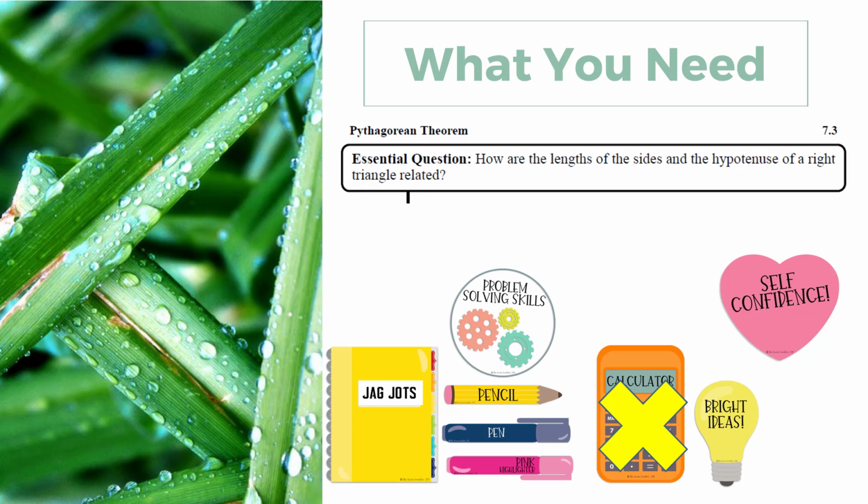Today you'll need your Jaguar dots on section 7.3, a pen or a pencil. A highlighter might be useful. Leave your calculators behind, but you might want to bring with you a multiplication table. Your bright ideas, your self-confidence, and always bring your problem-solving skills.